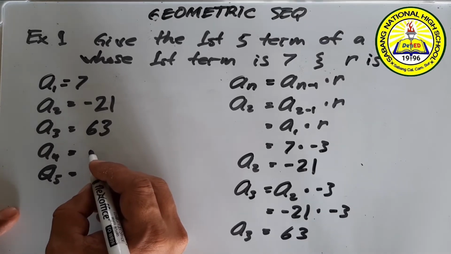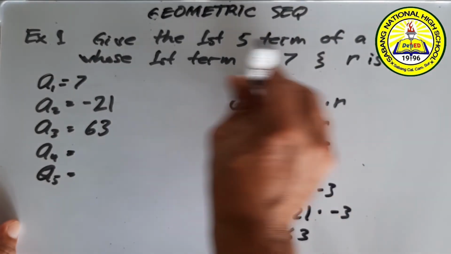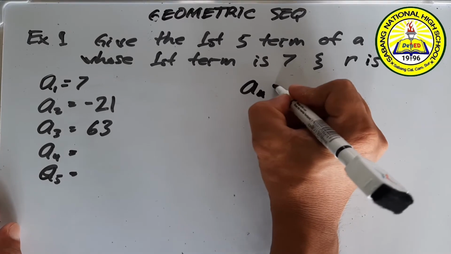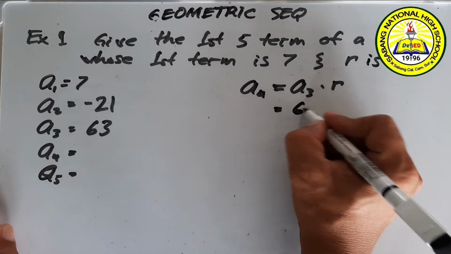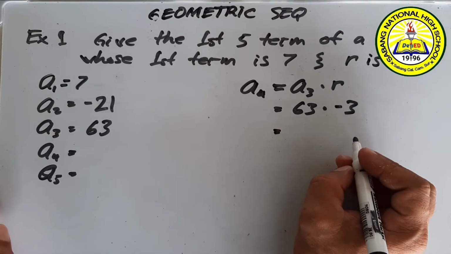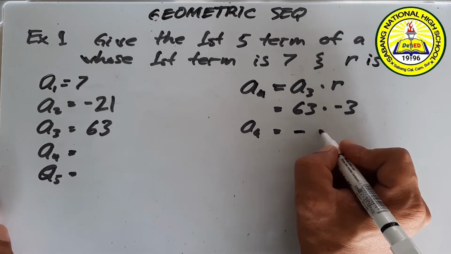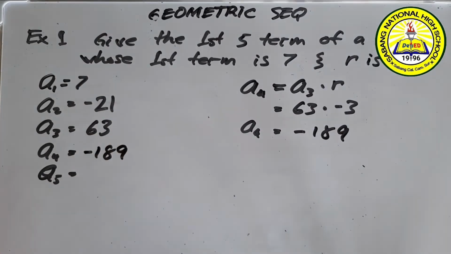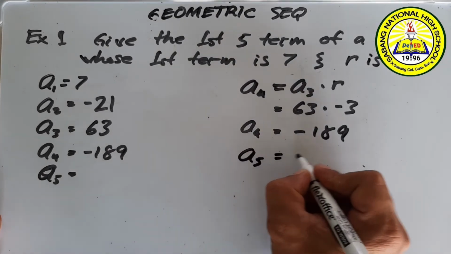You can write the sign positive or you can just write the number 63 for positive numbers. Okay, let us proceed with a sub 4. For a sub 4, we have a sub 3 times the common ratio. A sub 3 is positive 63 times the common ratio, which is negative 3. Therefore, a sub 4 will become negative 189.